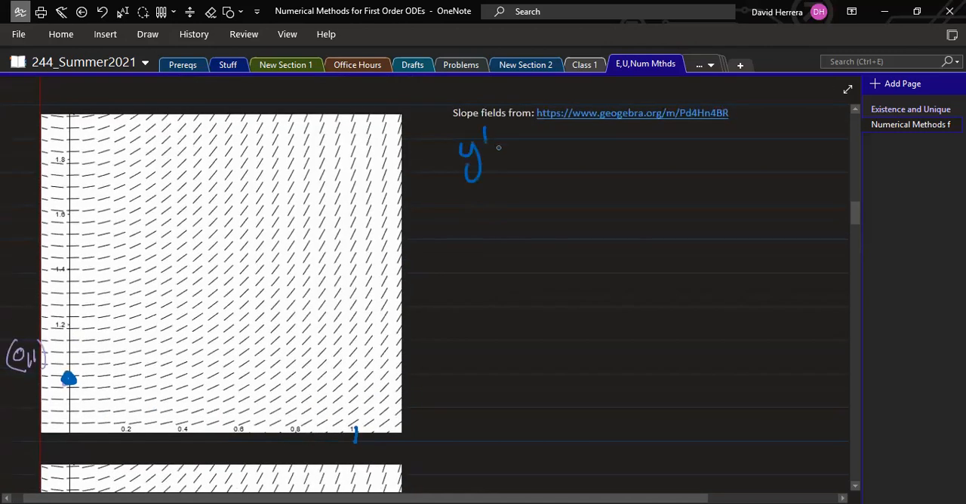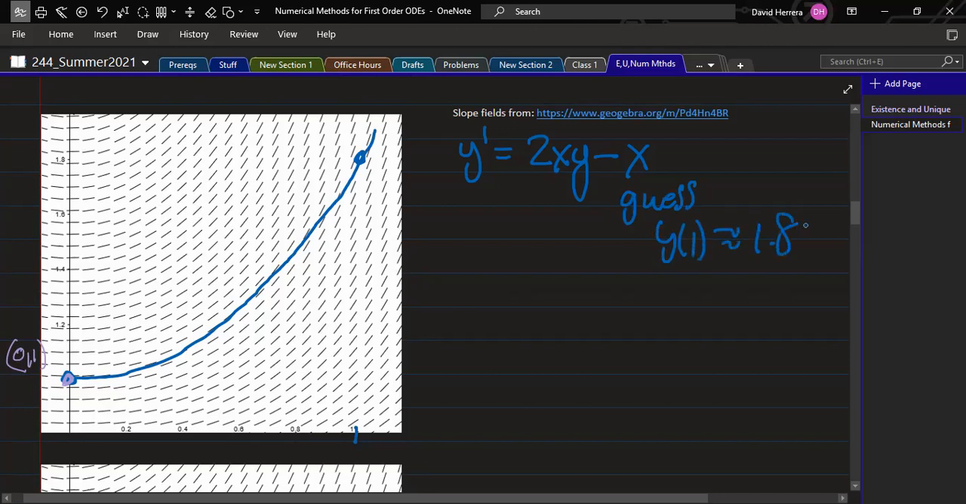And the differential equation in this case is 2xy minus x. So for this differential equation, I want to see what the solution looks like. Well, I can kind of guess what its solution looks like, something like that. So a guess is that y of 1 is about 1.8. It's just a guess based off my freehand drawing. One way to be a little more precise is to do the thing I was doing there, but in step sizes.